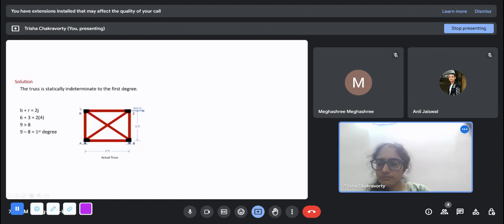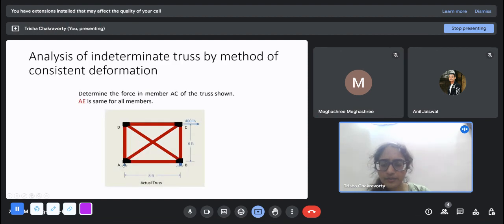See here, the number of external reactions is 1, 2, and 3. So externally this truss is determinate, but internally, let's see how many members there are. 1, 2, 3, 4, 5, 6. There are 6 members, and there are 4 joints.